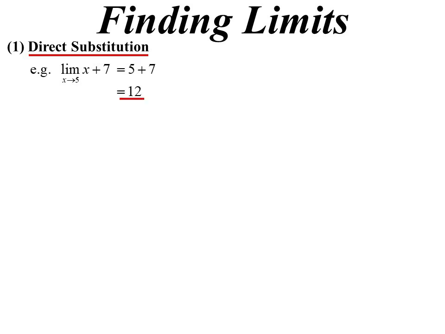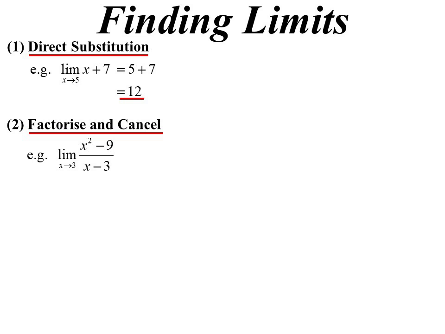I just substitute the number in and, well, the y value must be approaching 12 because the point 5, 12 lies on the line. Not everything works like that. Here's one where we have to factorise and cancel. See, x squared minus 9 on x minus 3. That one is a line, but with a point discontinuity, it turns out, at 3, because of course the bottom of the fraction can't equal 0.